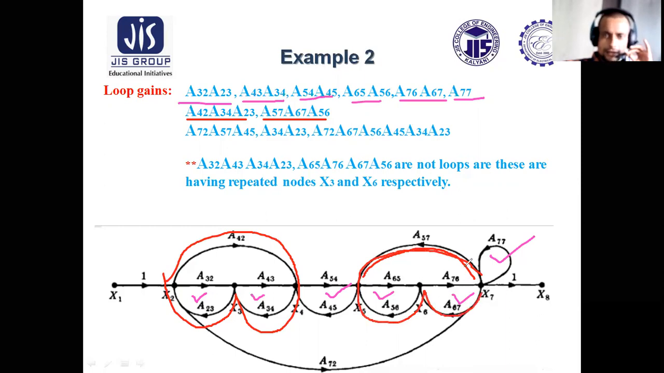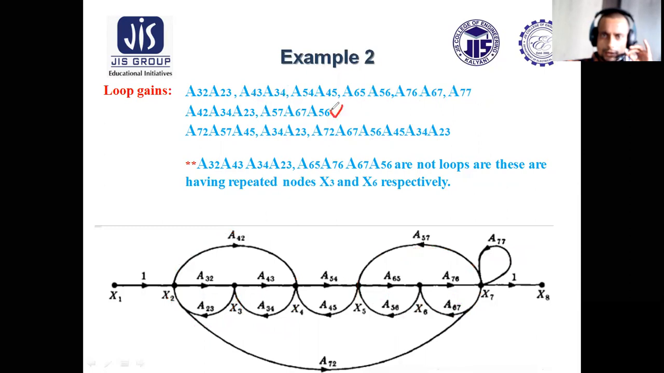But now see, this cannot be considered as a loop because this is A57, this is the direction of A57. Now this would have been a loop if its direction is here. So this is not a loop.